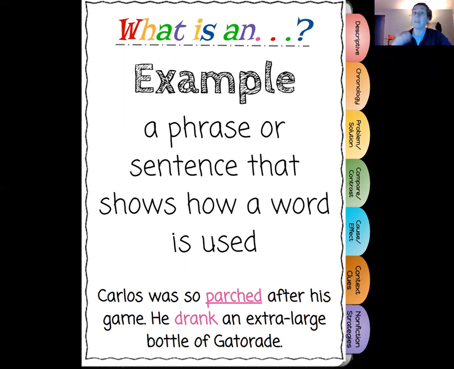For example, Carlos was so parched after his game, he drank an extra large bottle of Gatorade. Well, I don't know what parched means, but it gave me the example that he drank an extra large bottle of Gatorade. So if he's so parched and he's drinking an extra large, parched must mean really thirsty. So let's go ahead and look at a few more examples before we dig in.